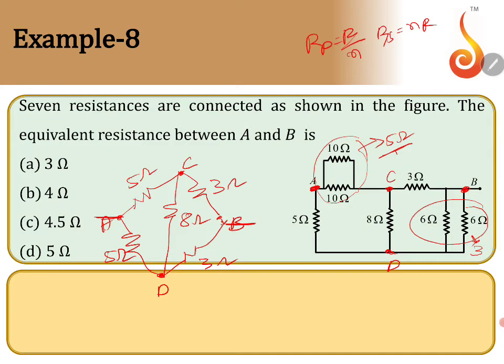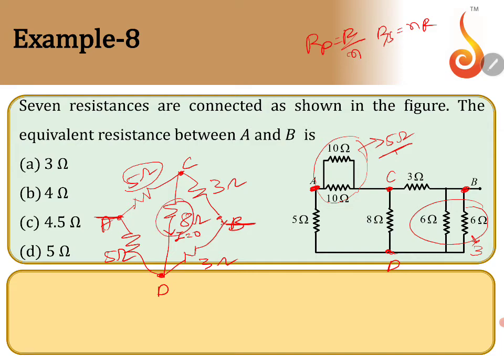Now, whether it is balanced or not, let us check it first. 5 by 3, P by Q is equal to R by S. 5 by 3 is equal to 5 by 3. So the bridge is balanced. So the current flowing through the middle resistor, that is through the 8 ohm resistor, will be equal to 0. Current flowing through it is 0, so there is no use of this particular resistor.